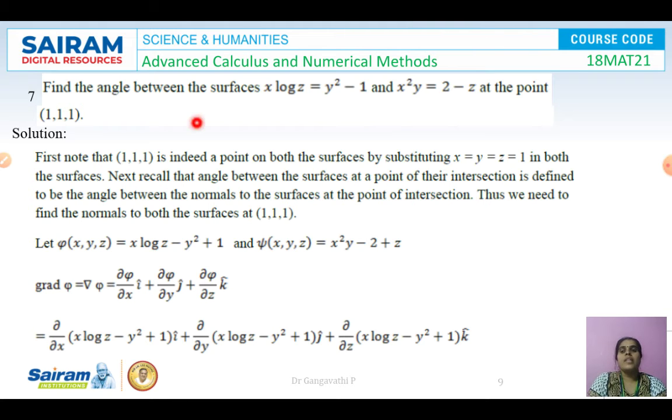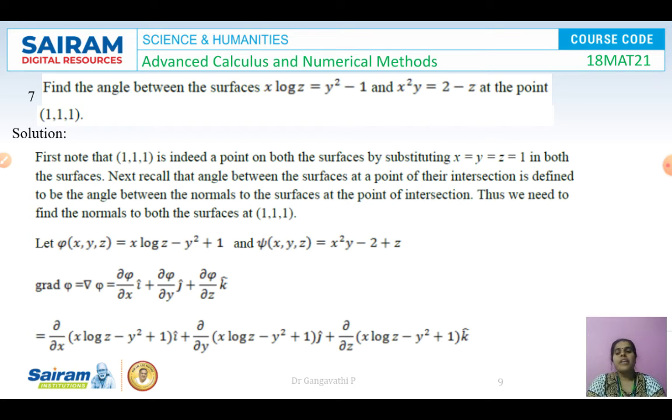Look at another example. Find the angle between the surfaces x into log z is equal to y square minus 1 and x square y is equal to 2 minus z at the point (1, 1, 1). So here there are two surfaces given and we need to find the angle. So given are scalar fields. So we know that grad phi is a vector normal to the surfaces. So we have to find the grad phi first, and then we have to evaluate those grad phi at the given point (1, 1, 1). So consider the given scalar functions, one as phi and the other one as psi.